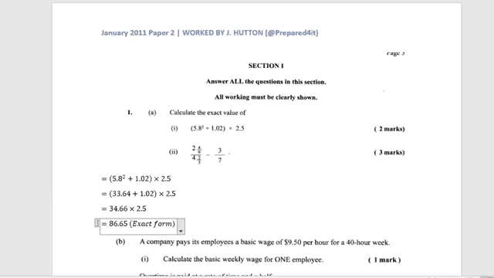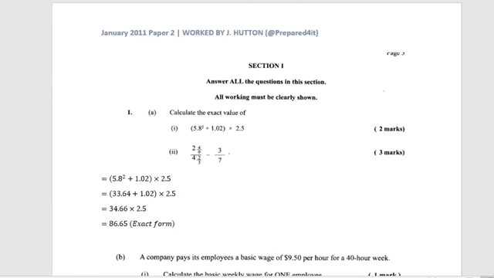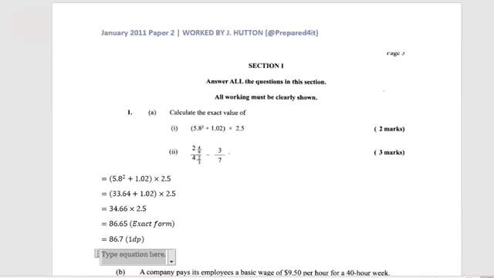So it is 86.65. But just for a bit of mischievousness, if they had asked us to write this to one decimal place, who can tell me what my answer would have been? 86.7. Very good. And that is this written to one decimal place. If I was writing this to two significant figures, what would my answer have been? 87. That is correct. 87.